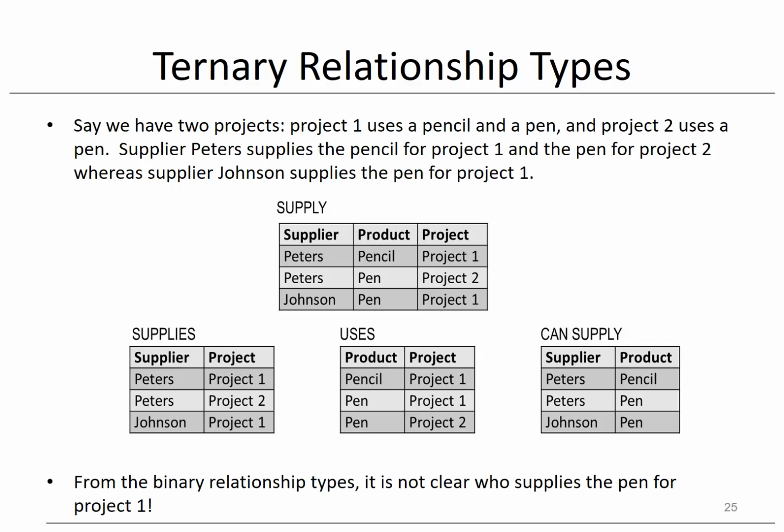Say we have two projects. Project 1 uses a pencil and a pen, and Project 2 uses a pen. Supplier Peters supplies the pencil for Project 1 and the pen for Project 2, whereas supplier Johnson supplies the pen for Project 1. The figures show the relationship instances for both cases. At the top of the figure are the relationship instances that would be used in a ternary relationship type supply. This can be deconstructed into the three binary relationship types: supplies, uses, and can supply.